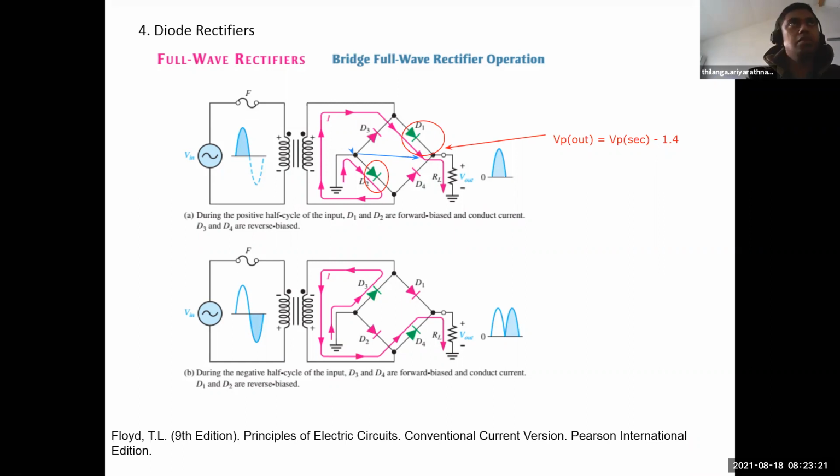Okay. Now we need to find the PIV rating. Okay. So PIV rating means the voltage between these two points. And when the D1 diode is conducting, what will be the voltage across this one? How do we find it, guys?